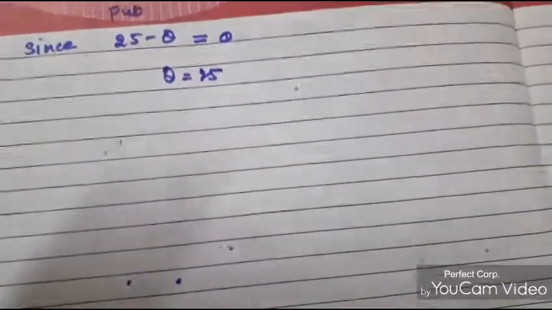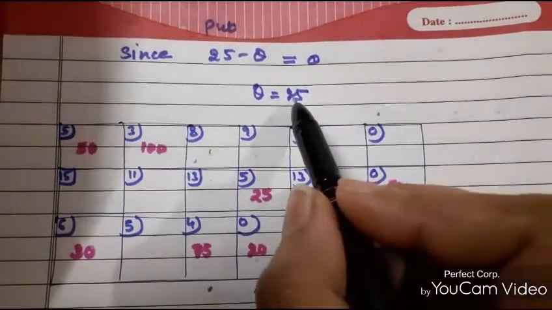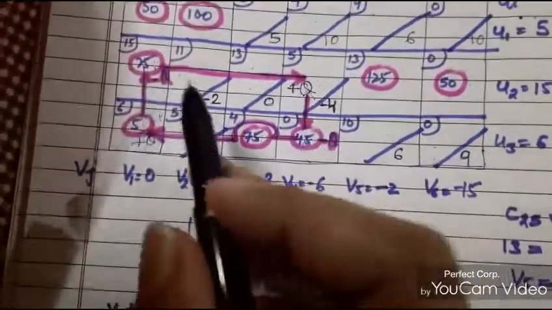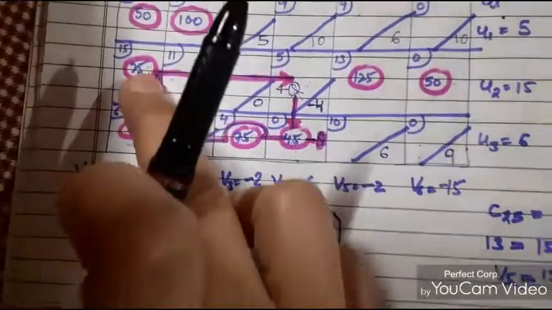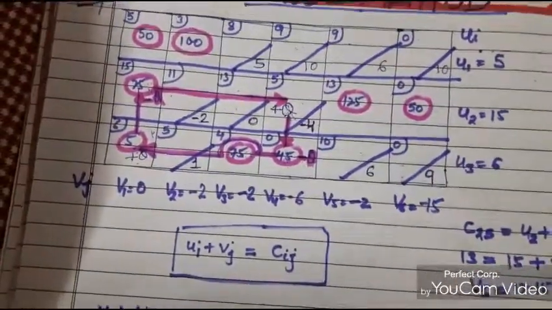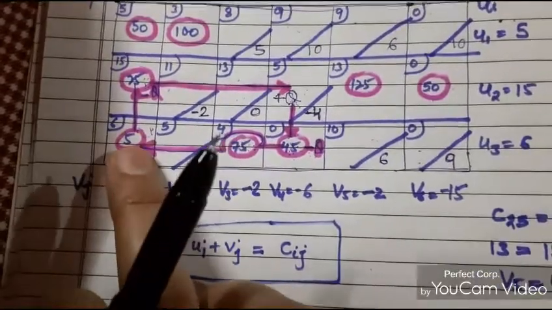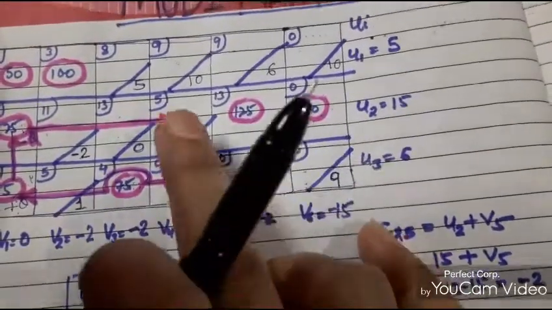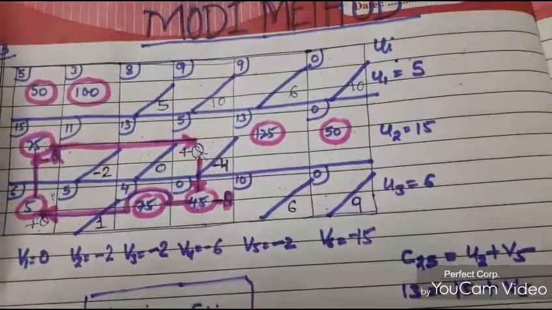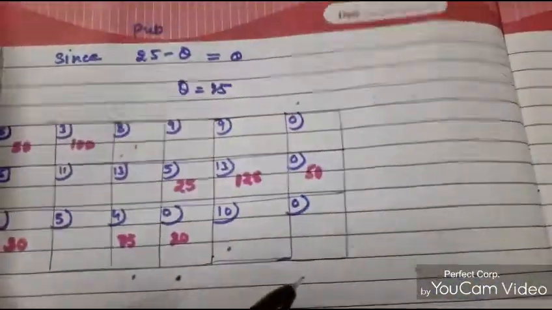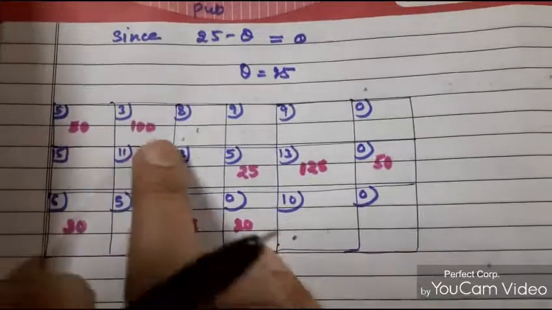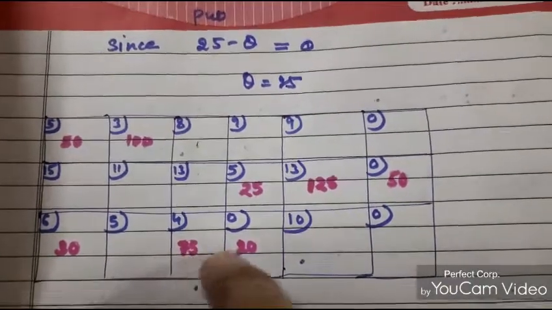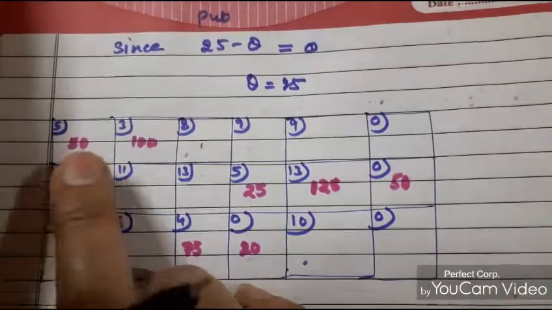Let's start doing it. Now on putting the value of theta equals 25 in the transportation problem, 25 minus theta becomes 0, 25 minus 25. This becomes 25 plus 25, 30. This will remain the same, this will become 45 minus 25, 20, and this will become 25. So the revised transportation problem will be like this. Okay, 0 will not be allocated, so we remove that value. 30, 75, 20, 25, 125, 50, 100, 50.